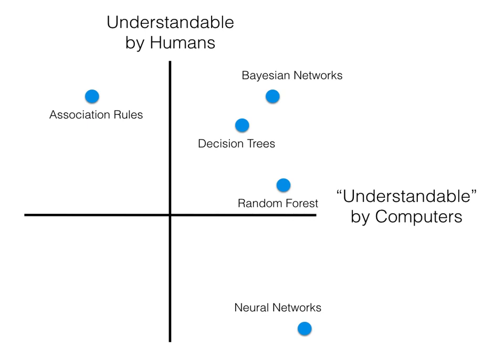And here are some examples of these. We've got an XY plane here. The X axis is understandable by computers, so the accuracy, and the Y axis is understandable by humans. You can see that something like association rules or decision trees are really easy to understand for humans, but at least for association rules, they're not that accurate. Random forest is reasonably easy to understand by humans, and it's also quite accurate, but less understandable than decision trees. And then there's something like a neural network. It's quite accurate, but it's really hard to understand how it's solving the problem.